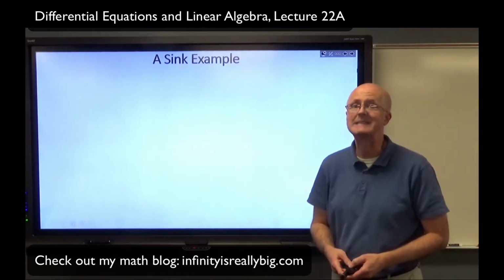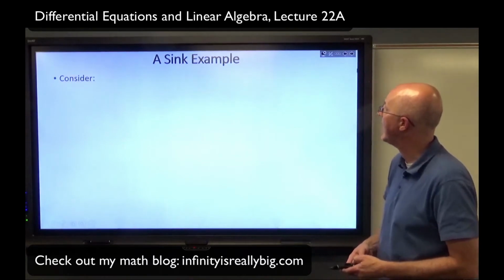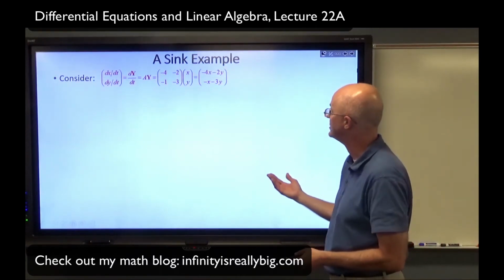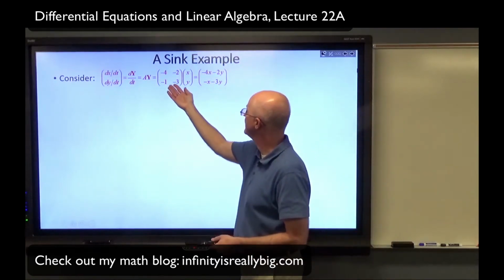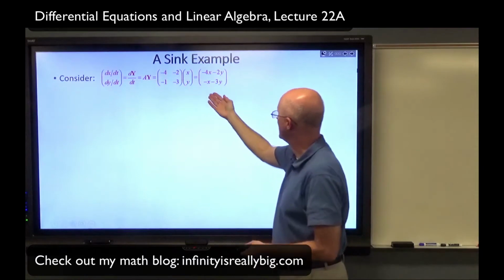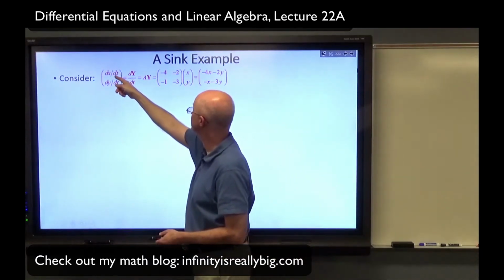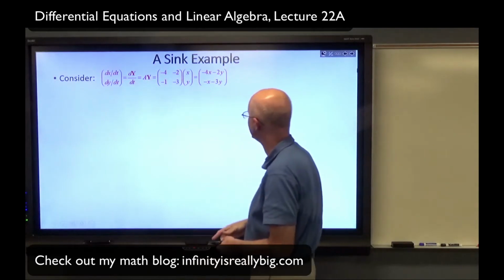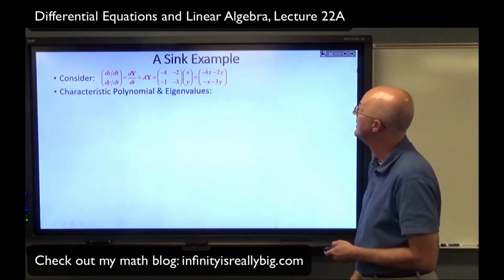Let's start with a sink example. So here we have an example of a linear system of differential equations, two-dimensional. Here is our coefficient matrix here, -4, -2, -1, -3. In terms of a system of differential equations, it would be dx/dt equals -4x minus 2y, and dy/dt equals -x minus 3y. What do we want to do?